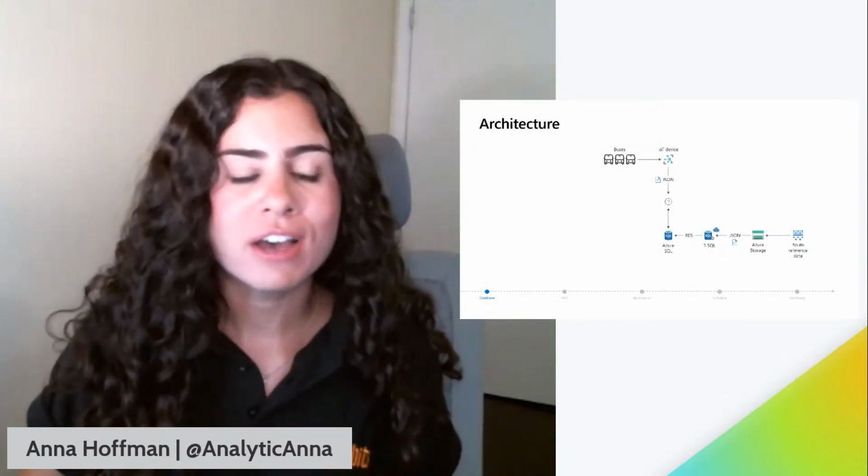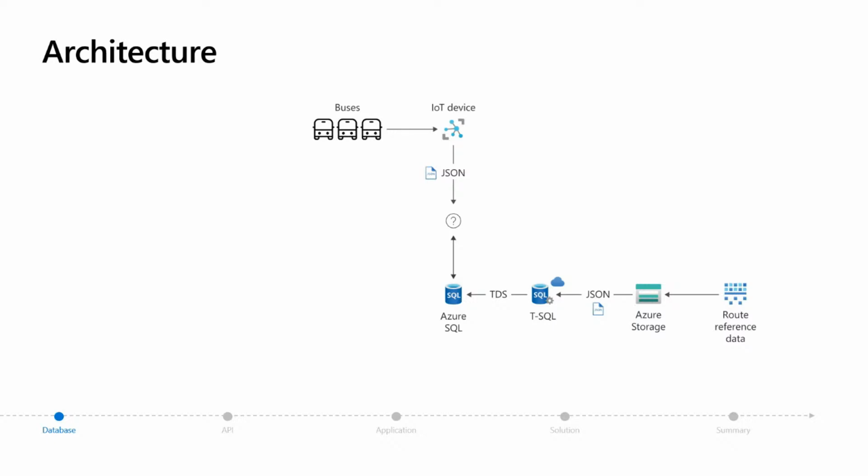So if we take a look at the architecture we have so far, what you're going to see is that we have our buses, and of course they have some sort of IoT device that's sending this JSON and storing it in real time. This is the part we didn't talk about yet, but we're also going to store that route data in the database. We can just import it using T-SQL or Azure Blob Storage, but we're going to keep it in the database so we can do some comparisons and only track certain routes and certain geofences for our users.